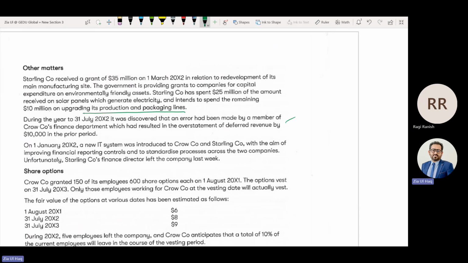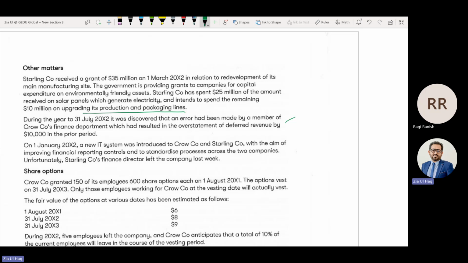On 1st January 20X2, a new IT system was introduced to Crow Company and Starling Company. Newly installed IT system is a control issue, because due to early stage control weaknesses, misstatement may not be prevented, detected by the system. If we are discussing audit risk, under control risk, we will discuss that due to early stage control weaknesses, misstatement may not be prevented, detected, corrected by the system. If we are discussing under risk of misstatement, we will say due to early stage control weaknesses, chances of errors in financial statements.